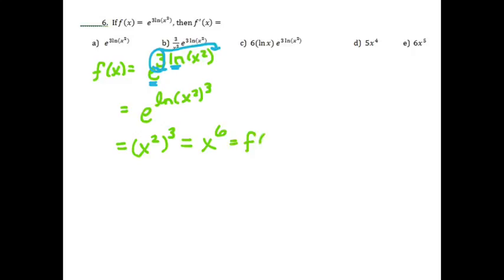Remember, this is still f of x. I haven't done any calculus yet. This has just all been simplifying. But we're ready to do a derivative now. F prime is going to be 6 times x to the 5th, and that gets us answer E.